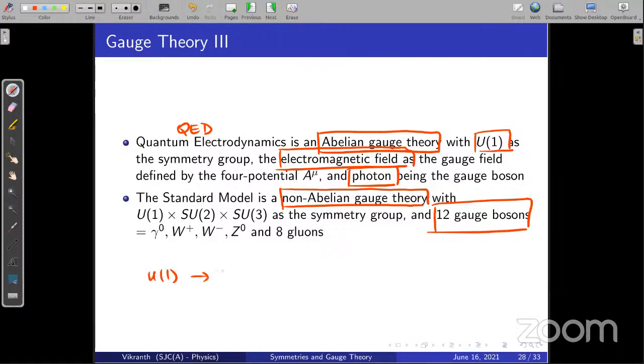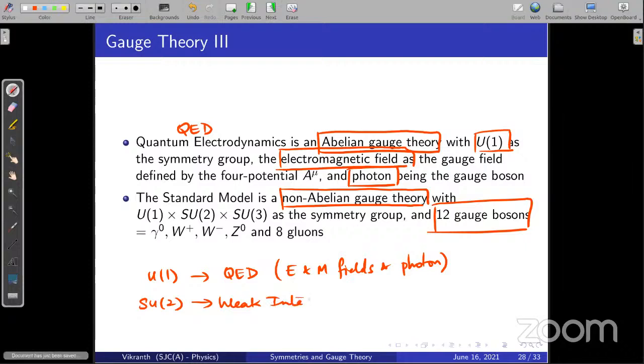U1 group is for QED, right? That's the E and M fields and photon. Okay, these two together are just a single field, the electromagnetic field. I've just written it because we call it like that, the electric and the magnetic field, or they're just EM fields put together. Okay. The next we have SU2. That is for the weak interactions.